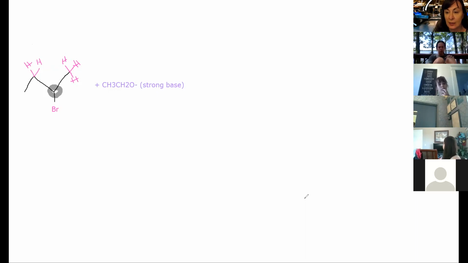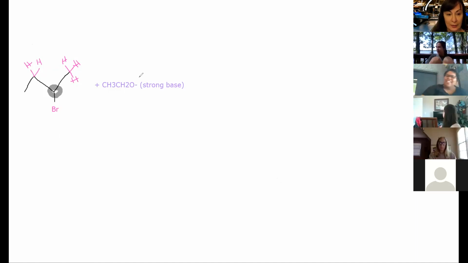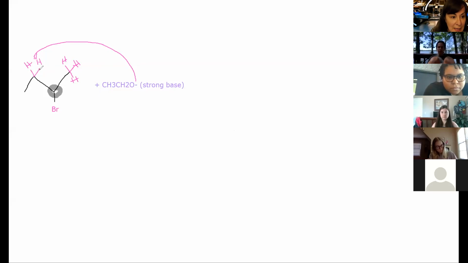Zaitsev's rule says take away a hydrogen from the side that has the least amount of hydrogen. So where should I go? To carbon 1 or to carbon 3? Carbon 3. I should go to carbon 3. So here's my base, okay? I'm going to take my base and I'm going to come and steal this hydrogen right here. Any of the hydrogens will work. I'm just going to take that one because it's handy, okay? In the same motion, I'm going to take this electron pair and build my double bond right here. And in the same motion, I'm going to kick this bromine out of here.